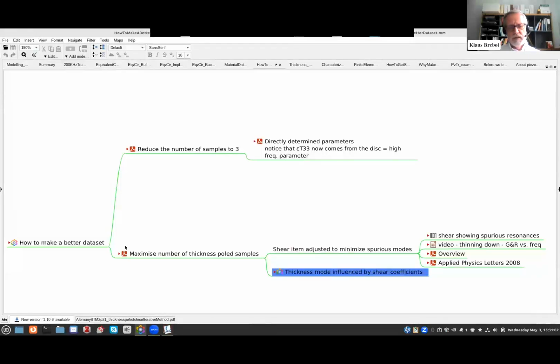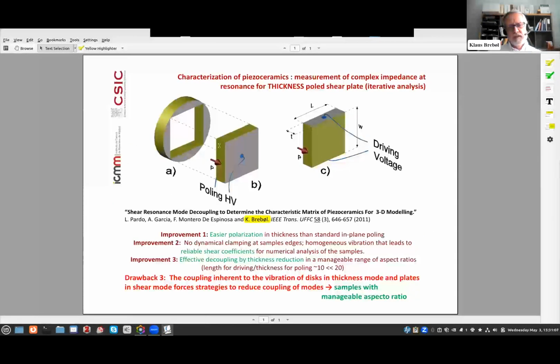Another thing is that we changed the shear sample. So instead of having a sample which is poled in length mode, we choose a sample which is poled in thickness mode, like here, and with electrodes on the end surfaces. This has the consequence that we can thin down this sample, thus changing the length over thickness ratio without having to do anything about the electrodes.